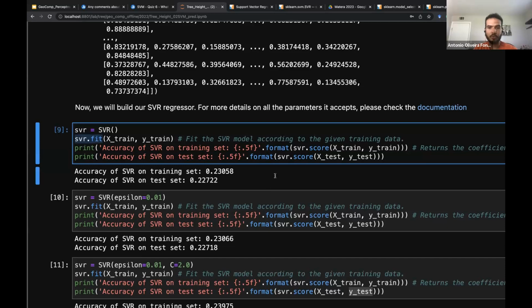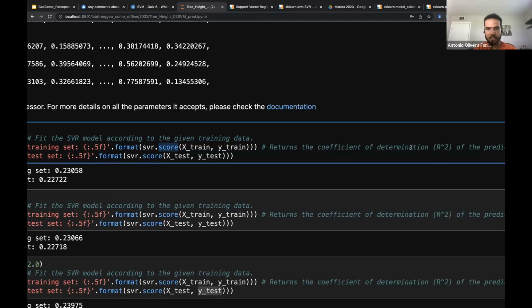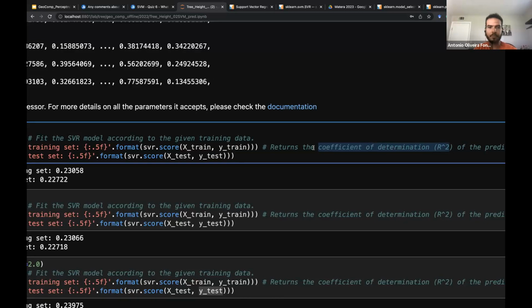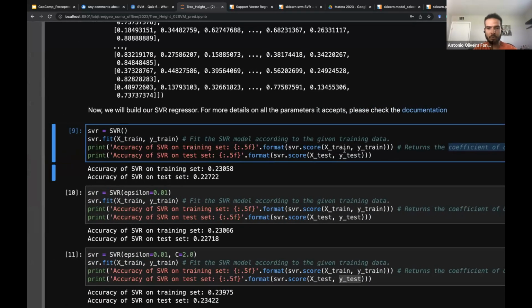Next, what we do is compute the score. The score essentially is the coefficient of determination, which is the R square. The R square between the model output, so what's the prediction for the X train, and the ground truth, which now is included in Y train.